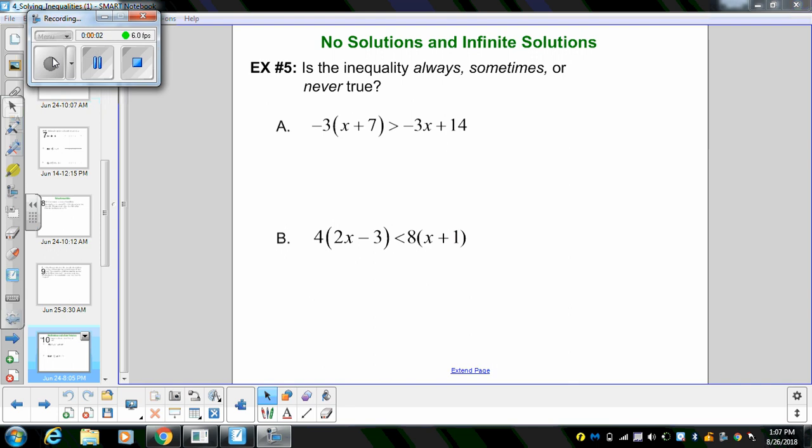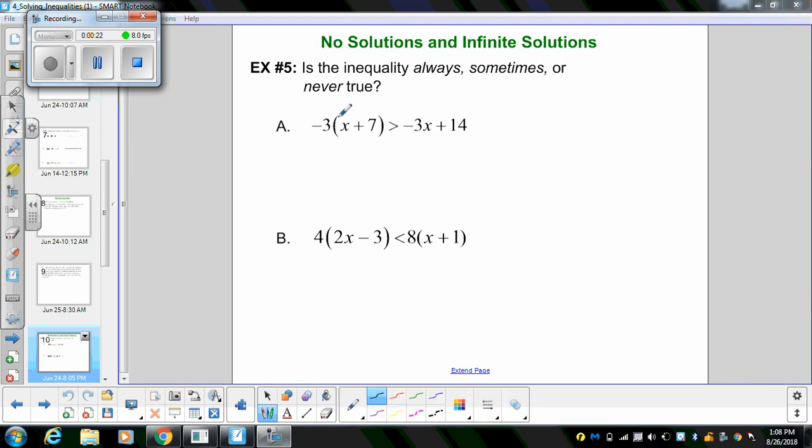Alright, to continue our discussion, we're going to talk about no solutions and infinite solutions. So example 5 says, is the inequality always, sometimes, or never true? So we're going to solve this like normal and see if it actually ends up being one of those three options.